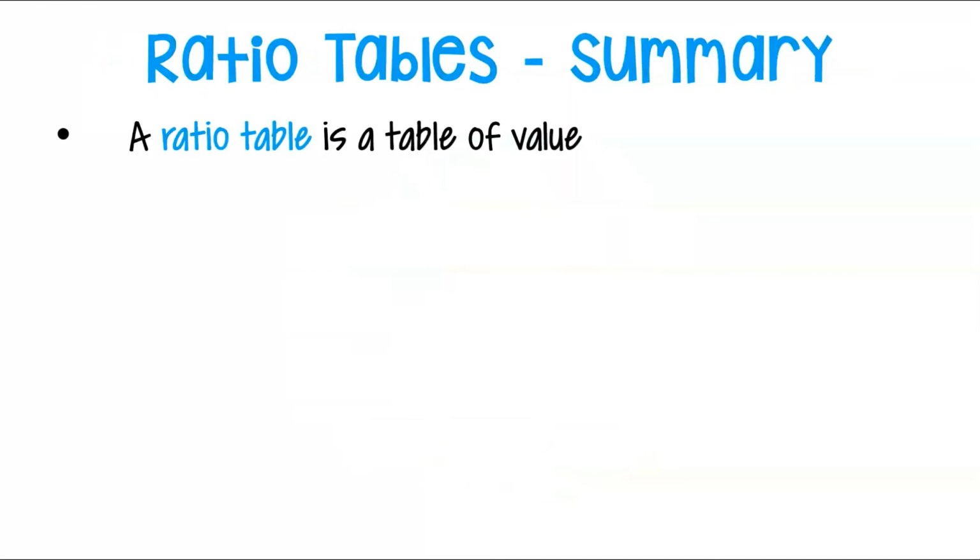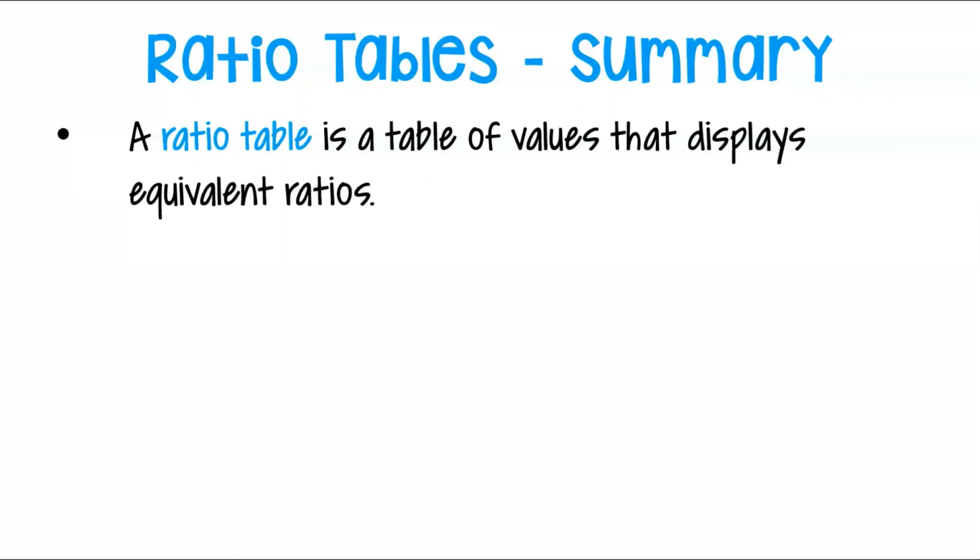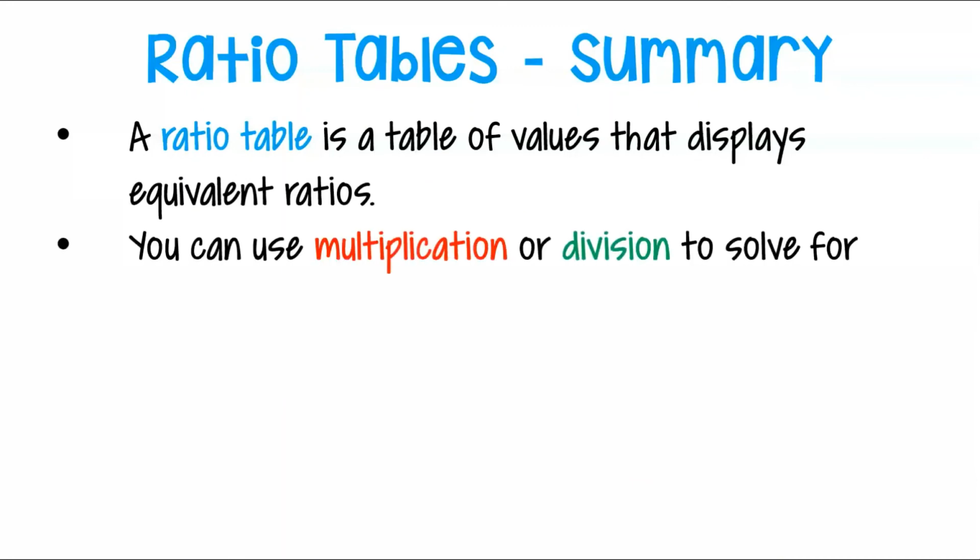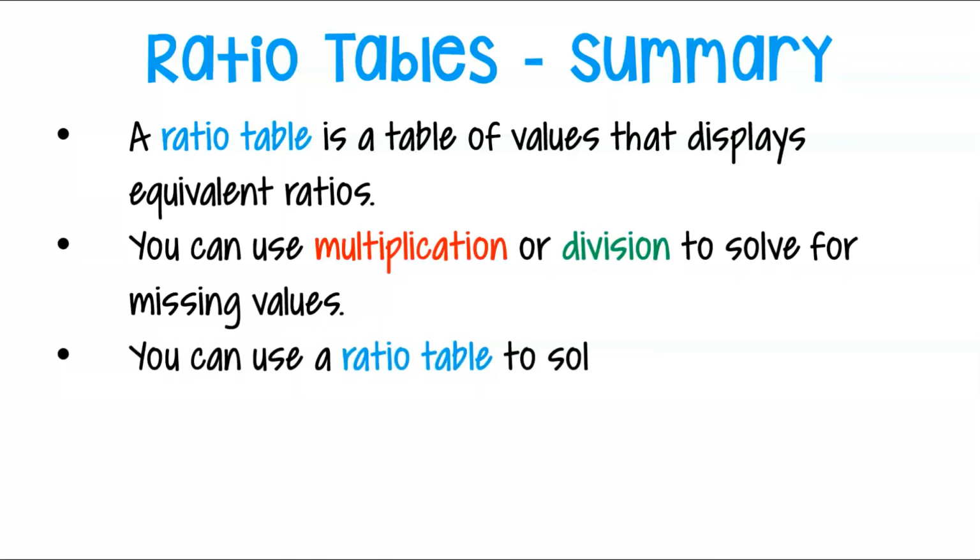Here's a quick summary of ratio table information that we just learned. 1. A ratio table is a table of values that displays equivalent ratios. 2. You can use multiplication or division to solve for missing values. 3. You can use a ratio table to solve real-world problems by finding equivalent ratios.